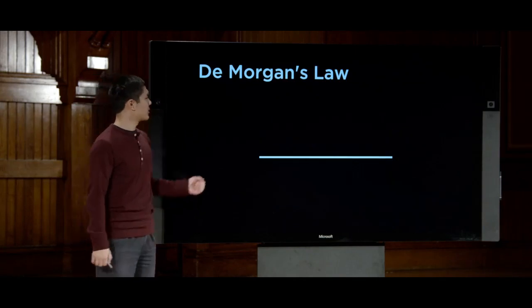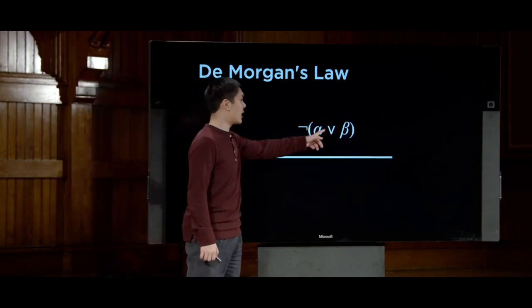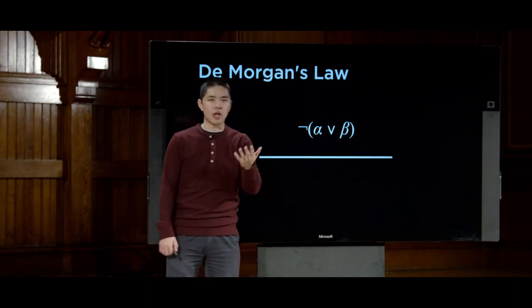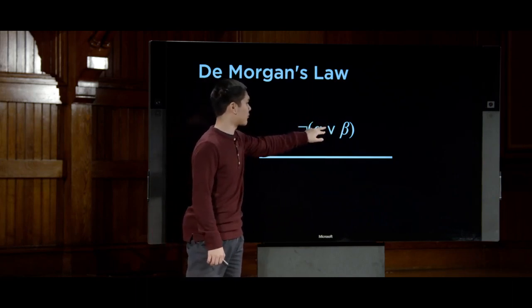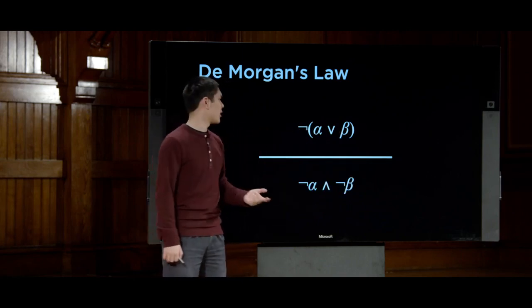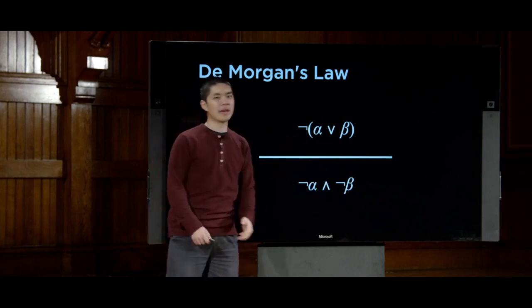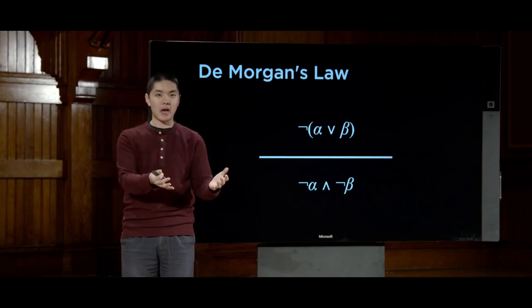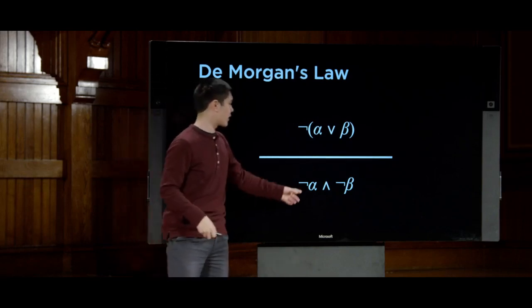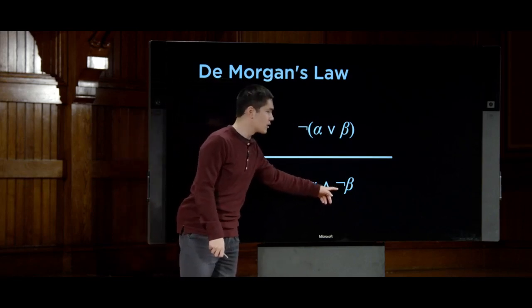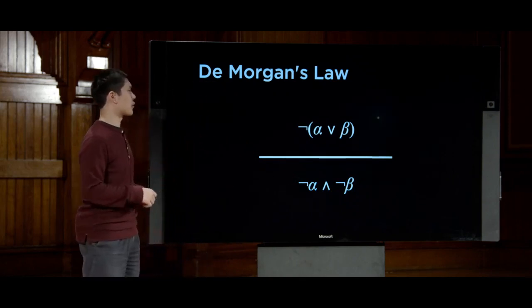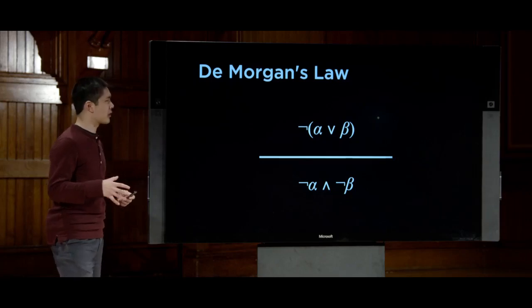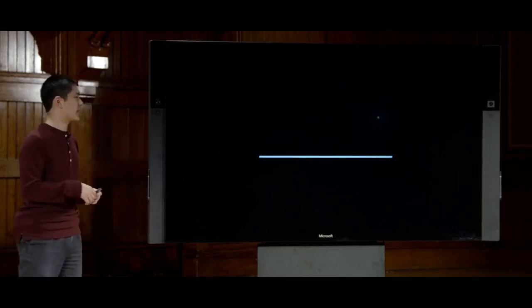And the way that works is that if I have not (A or B) this time, the same logic's going to apply. I'm going to move the negation inwards, and I'm going to flip, this time, the or into an and. So if not (A or B), meaning it is not true that alpha or beta, then I can say not alpha and not beta, moving the negation inwards in order to make that conclusion. So those are De Morgan's laws and a couple other inference rules that are worth just taking a look at.